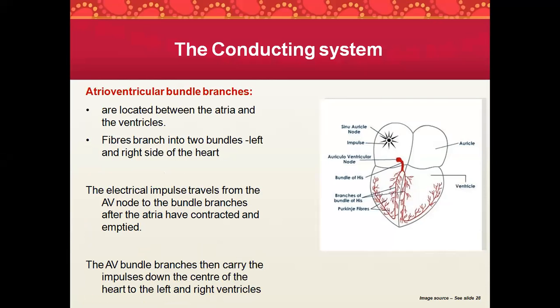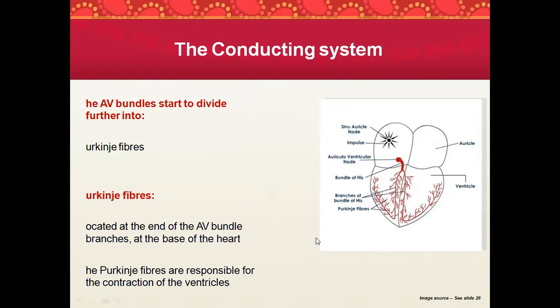The atrioventricular bundle is located between the atria and the ventricles. The fiber branches into two bundles, the left bundle branch and the right bundle branch. You will see in the picture the SA node and then the AV node, and here comes your bundle of His. After the bundle of His, it separates into two: the left bundle branch and the right bundle branch.